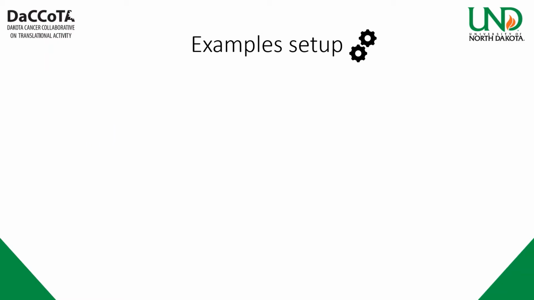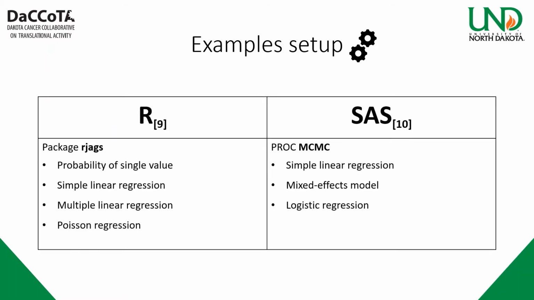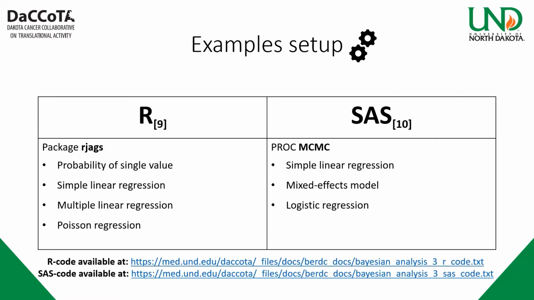That gives us enough tools to look at examples. Let's talk about our example setup. We'll be just using R and SAS today. For R, we'll be using the package rjags. We'll look at the probability of a single value, simple and multiple linear regression, and Poisson regression. For SAS, we'll be using proc MCMC. We'll just be using simple linear regression, mixed effects model, and logistic regression. More information on these packages and procedures can be found in the resources at the end as well. All right, and the R code and SAS code for these examples will be available at these locations here.